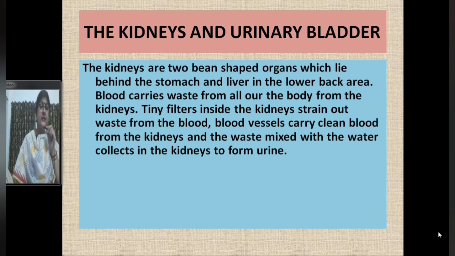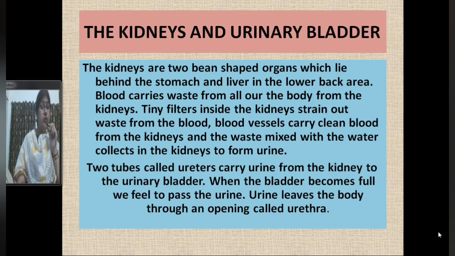The kidneys are two bean-shaped organs which lie behind the stomach and liver in the lower back area. Blood carries waste from all over the body to the kidneys. Tiny filters inside the kidneys strain out waste from the blood. Then the blood vessels carry clean blood from the kidneys, and the waste mixed with water stays in the kidney in the form of urine.